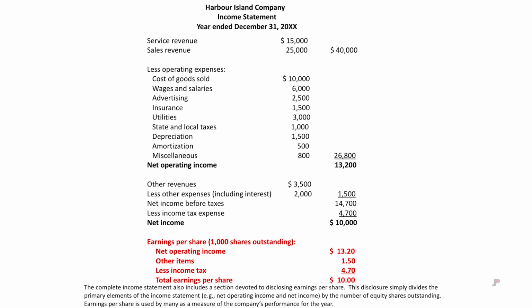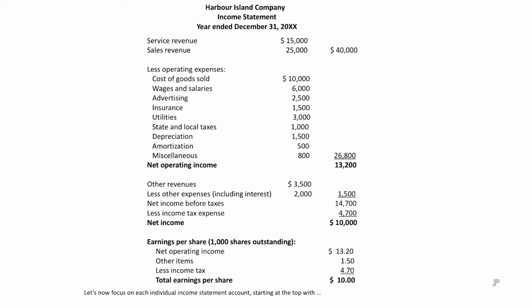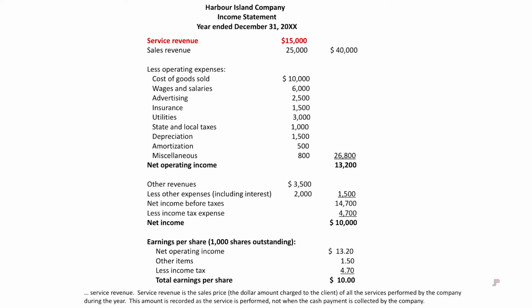The complete income statement also includes a section devoted to disclosing earnings per share. This disclosure simply divides the primary elements of the income statement, for example, net operating income and net income, by the number of equity shares outstanding. Earnings per share is used by many as a measure of the company's performance for the year. Let's now focus on each individual income statement account, starting at the top with service revenue.